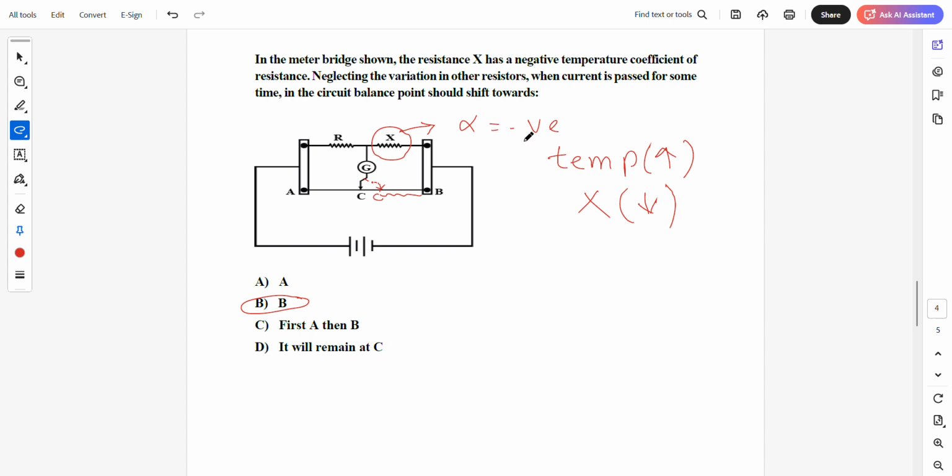If alpha was positive, if temperature increases, the resistance would increase, and it would shift towards here. But here alpha is negative. Therefore if temperature increases, resistance decreases, and the null point shifts towards B. Hope you understood.